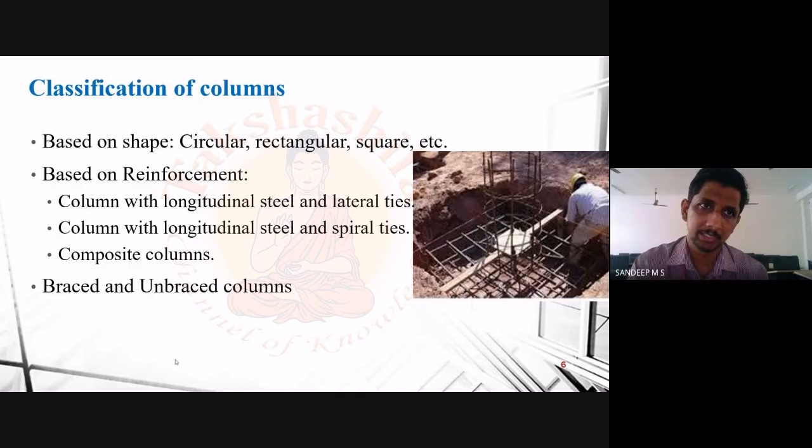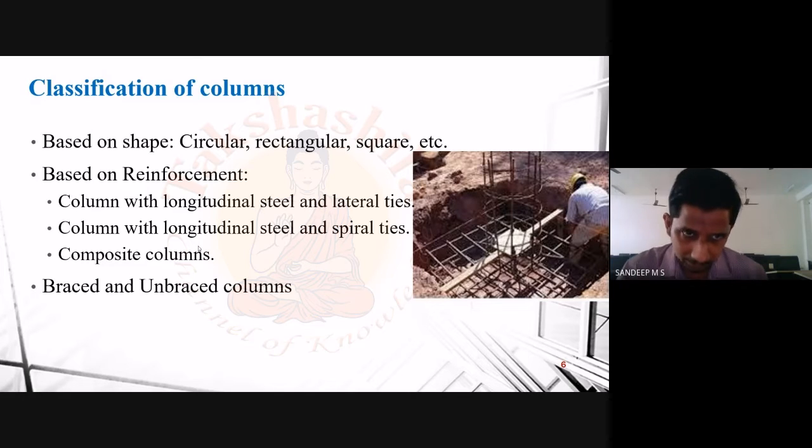Then moving further, classification of columns. So basically, based on the shapes, we usually classify the column. We have already seen that. We can classify it into circular columns, rectangular columns, square columns, or some sort of polygon. Okay. So based on that cross section, we can classify the columns into different types. Then based on the pattern in which we provide reinforcement inside a column, we can further classify the column.